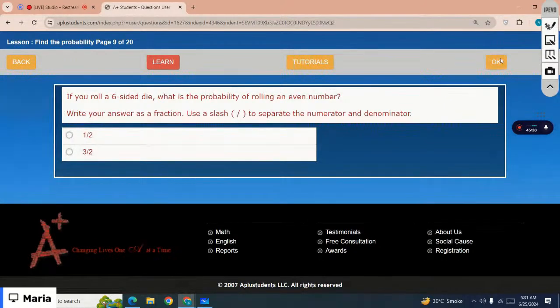If you roll a six-sided die, what is the probability of rolling an even number? So which is the correct option? The probability for the even number is exactly half. 1 by 2 is the correct option.